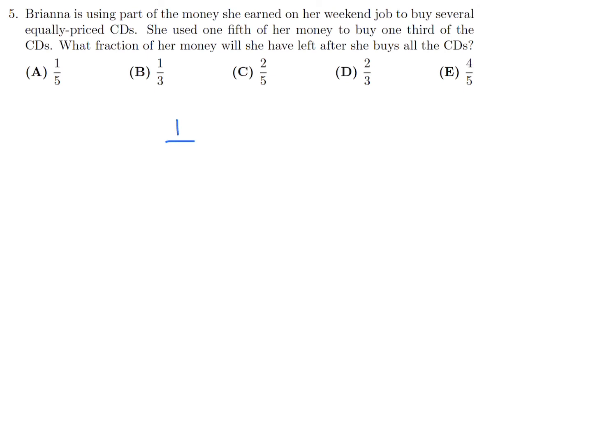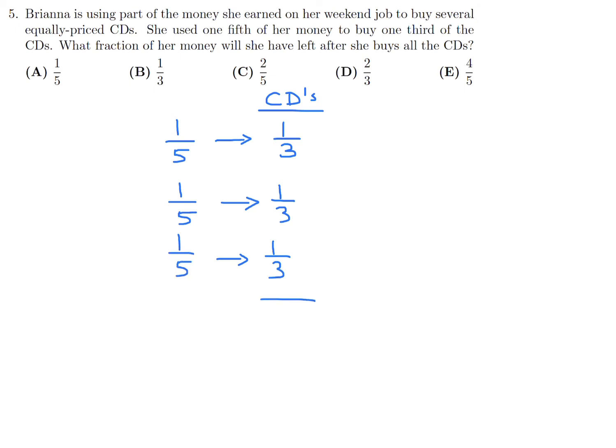So 1/5 of the money was used to buy 1/3 of the CDs. So that means the other 1/3 of the CDs will also require 1/5, and the final 1/3 will also require 1/5 of her money. So if you add this all up, 1/3, 1/3, and 1/3, that's 1, which represents all the CDs.